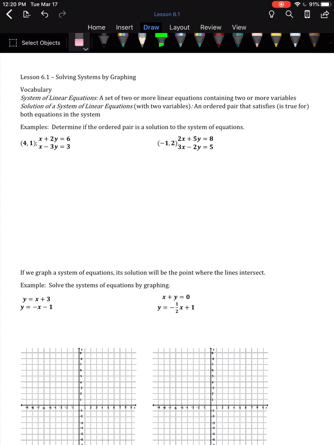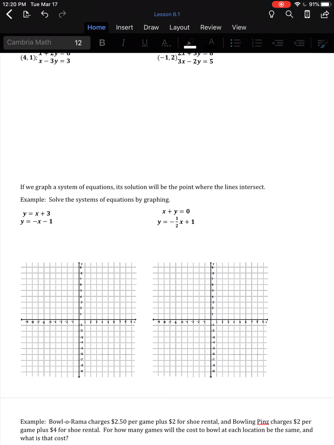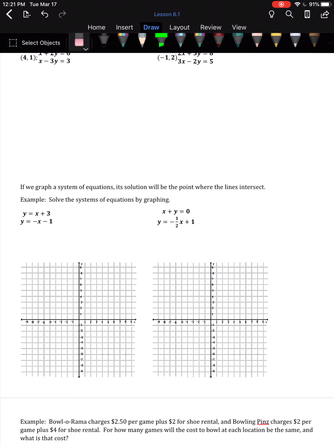Now, if we graph a system of equations, its solution will be the point where the lines intersect. This is going to be really difficult for me to do, so bear with me. Solve these equations by graphing. So the first example here, we have y equals x plus 3 and y equals negative x minus 1. Those are both in slope-intercept form. Okay, so we can graph them straight off.